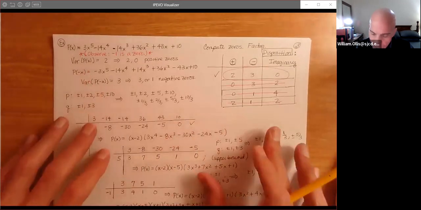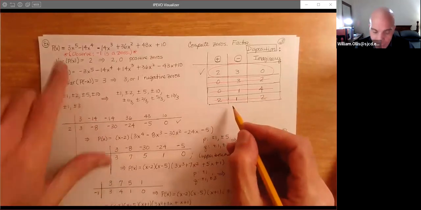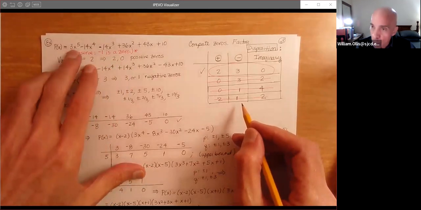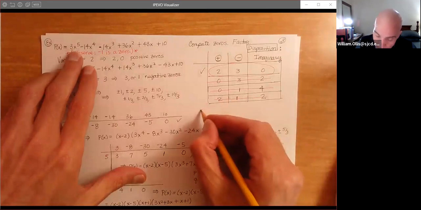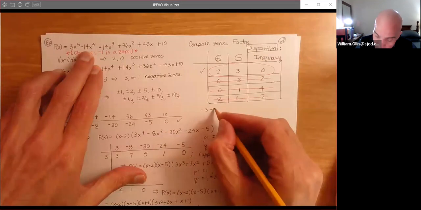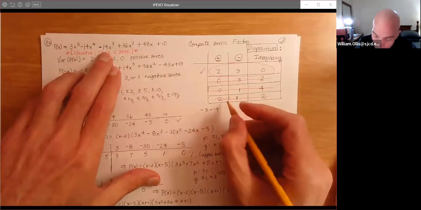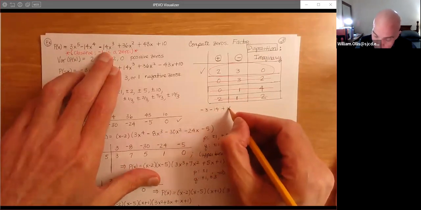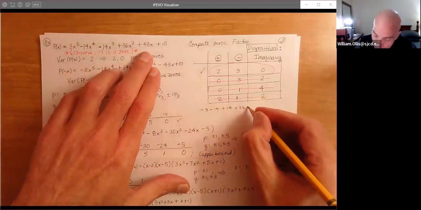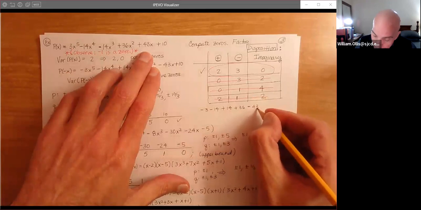But when you think of this, we can just do a little tabulation here. Watch this. I've said -1 is a 0. Here's a quick way to check it. Remember, all the odd powers will give you negative. So we have -3, minus 14, plus 14, plus 36, minus 43, plus 10.